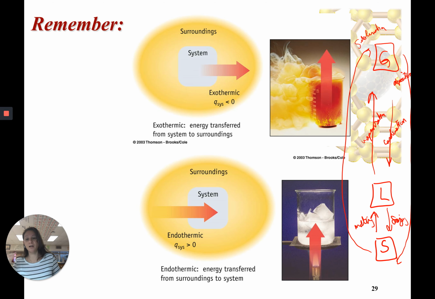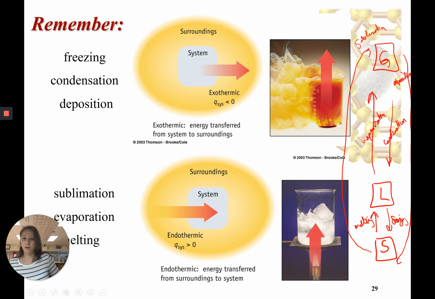Whereas if you are going the other way, so you're going up in energy, so from solid to liquid, melting, or from liquid to gas, vaporization, or from solid to gas, you're going from a low potential energy to a higher potential energy, so your substance has to absorb that difference in energy, and so those would be endothermic. So sublimation, vaporization, and melting would be endothermic, whereas freezing, condensation, and deposition would be exothermic.